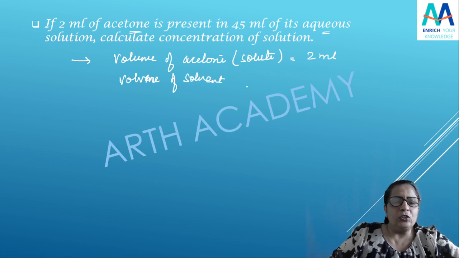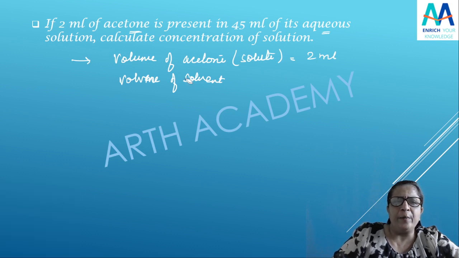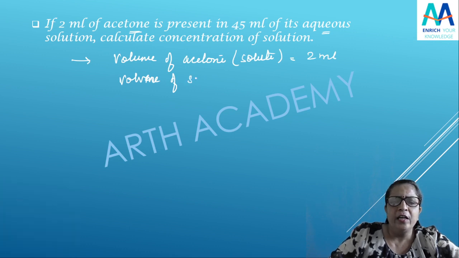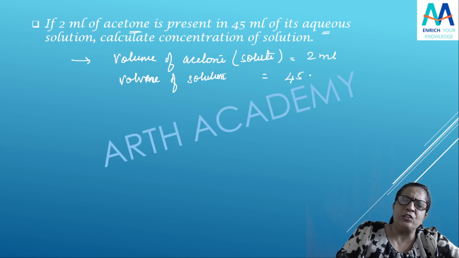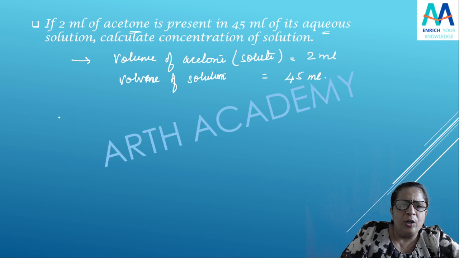Oh no, it is not solvent. They have directly given you solution only. So they have made one step less, एक step आपका कम कर लिया. उन लोगों ने directly आपको solution ही दे दिया है. So volume of solution they have given you is 45 ml. So this is very easy. There is no need to find the volume again. So हम निकाल सकते हैं concentration of solution.